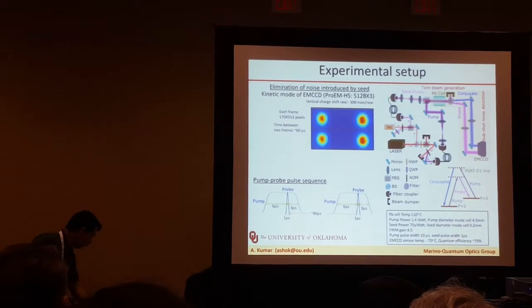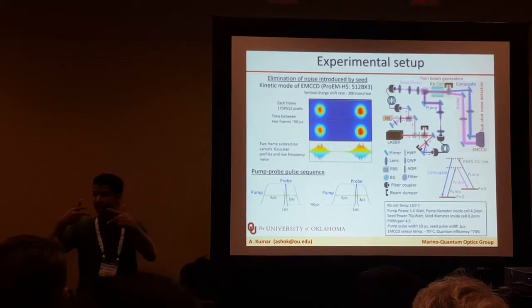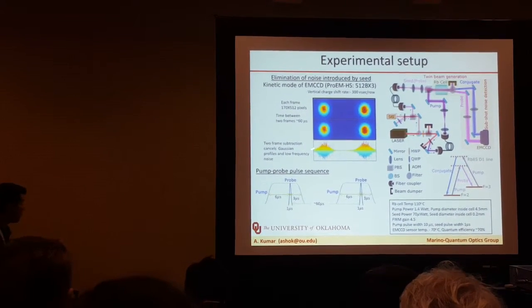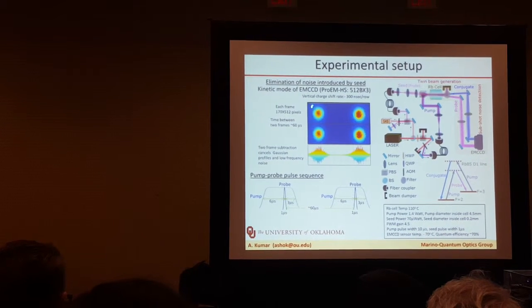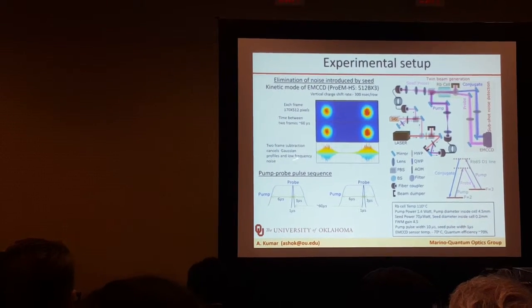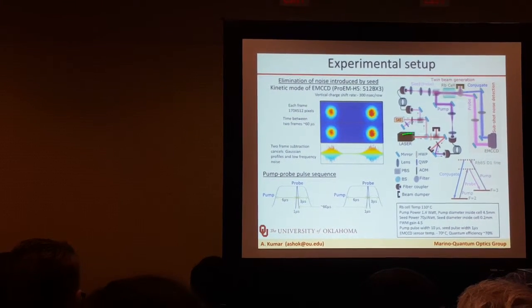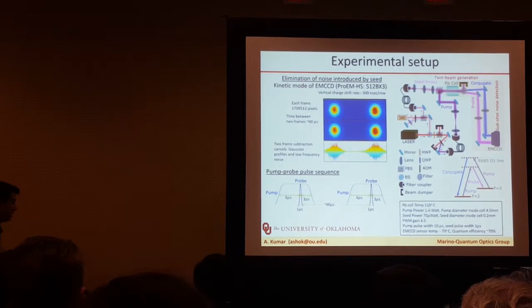This acquisition of frames in a very fast time scale allows subtraction of the DC. If we subtract these 2, this allows us to remove the low-frequency classical noise as well as the Gaussian profile. Now we get the probe noise and conjugate noise, and that's what we are interested in.